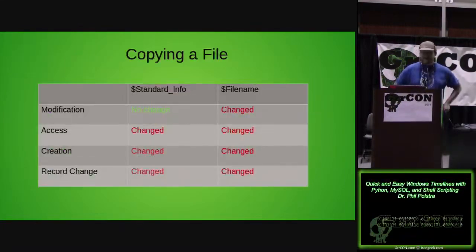And we're going to talk about what happens to these different fields when you do things like copy a file. So when you copy a file, everything gets changed except for in the standard info attribute, the modification timestamp does not change. Right? Everything else changes, and this is on NTFS, modern Windows, when you copy a file.